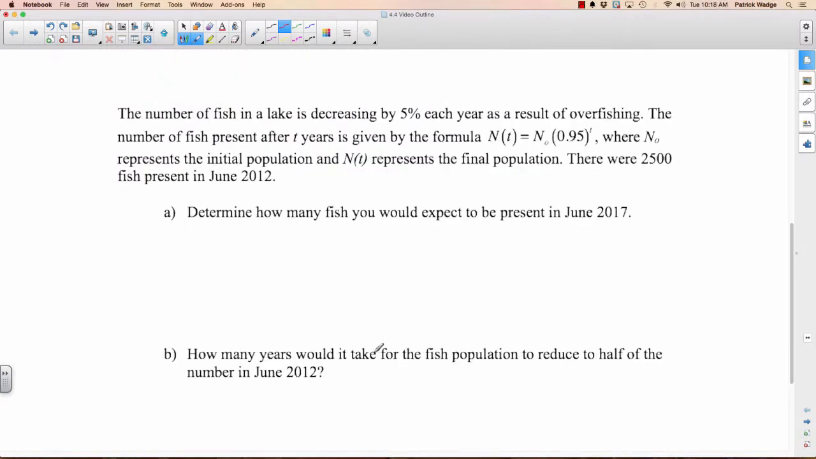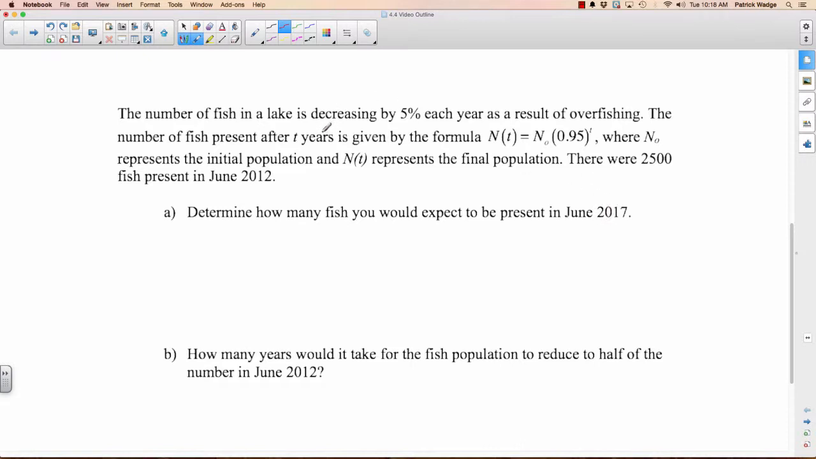The number of fish in a lake is decreasing by 5% each year as a result of overfishing. The number of fish present after t years is given by the formula n of t is equal to n original times 0.95 raised to the t power, where n original represents the initial population and n of t represents the final population. There were 2,500 fish present in June 2012. Determine how many fish you would expect to be present in June 2017.